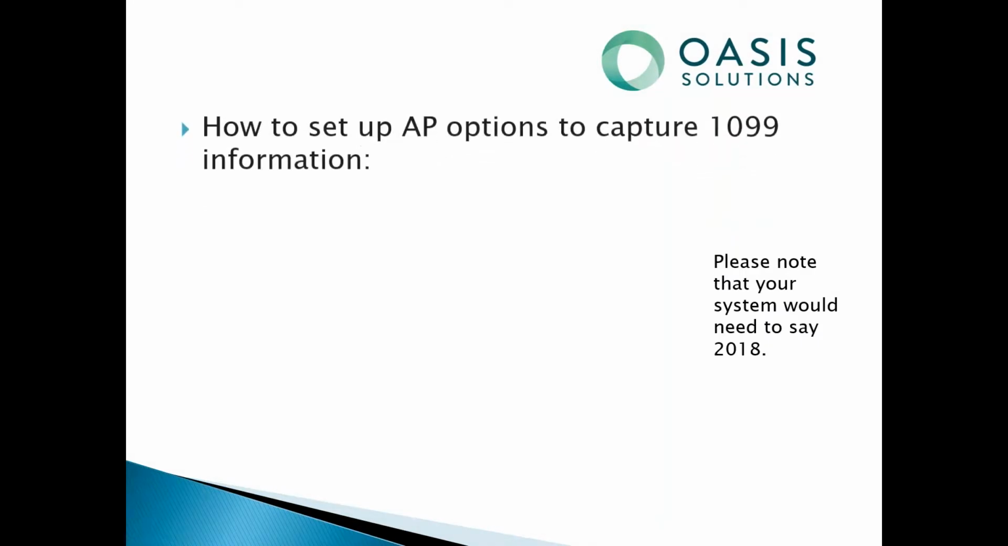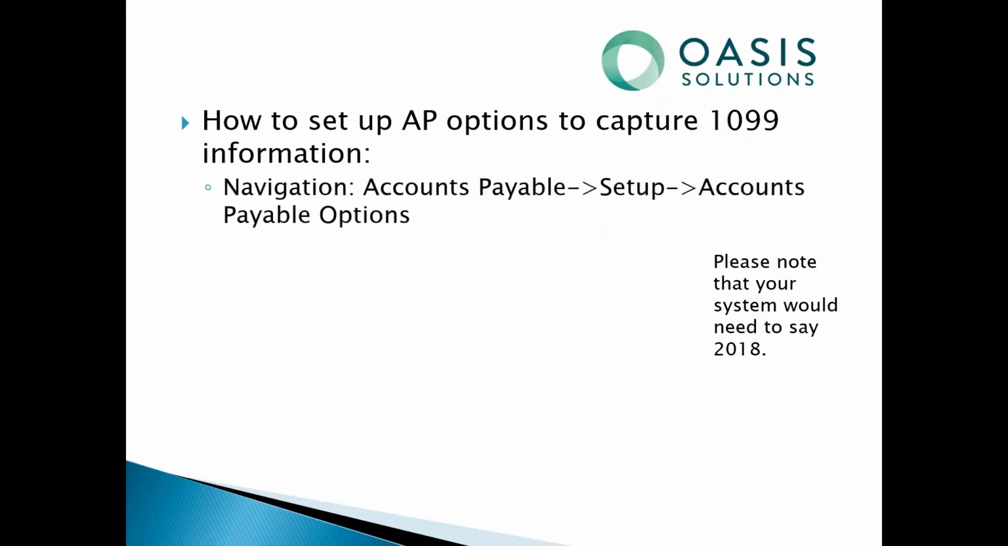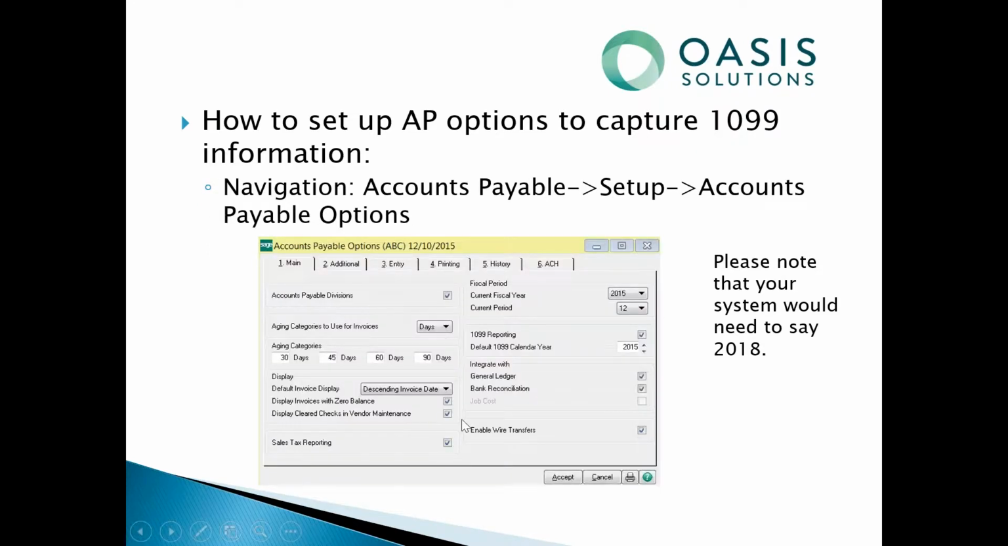Okay, so what we're going to do now is take a look at what you need to do in order to capture 1099 information, and it's very simple. In your Sage 100, you're going to go to your Accounts Payable setup, and in the Accounts Payable options, you're going to see on the main tab, it says 1099 reporting, and you have a checkbox.